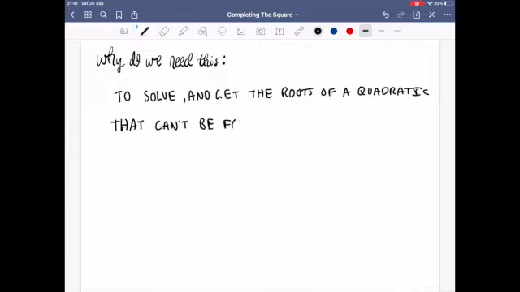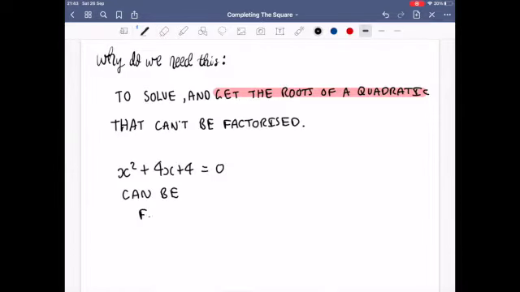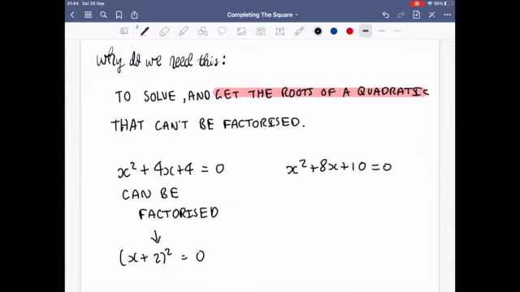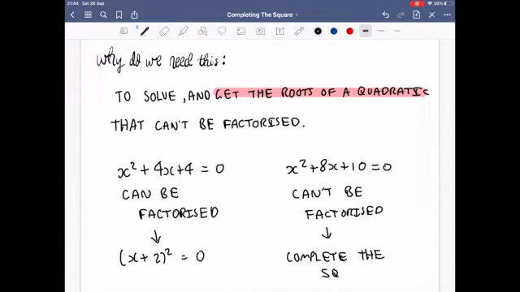Normally you would just factorize it and then find the values of x. For example, if you had x squared plus 4x plus 4 equals 0, this could be factorized into (x plus 2) squared equals 0, so x would be minus 2. But if you have x squared plus 8x plus 10 equals 0, this can't be factorized. So here we would go about using this method called completing the square.